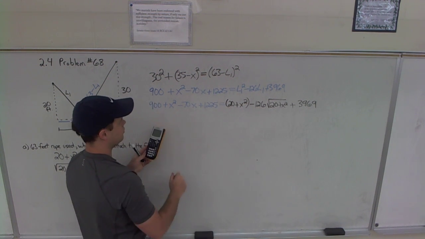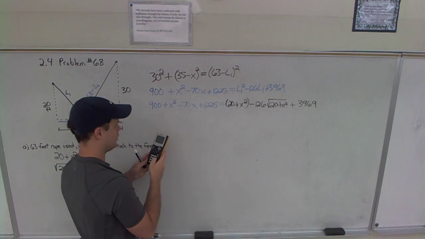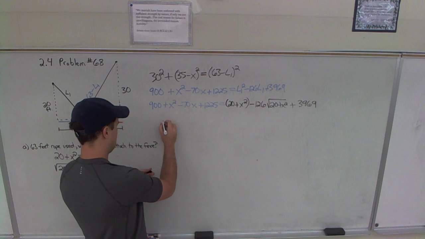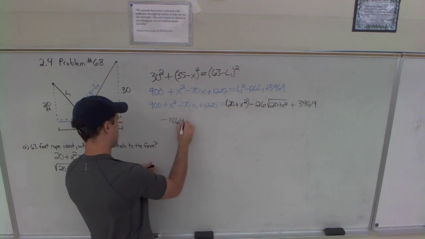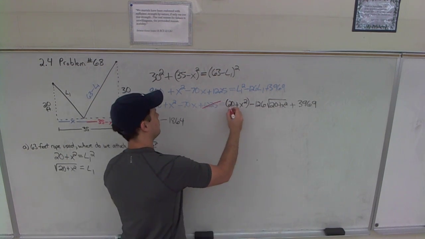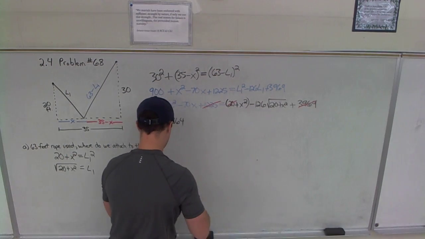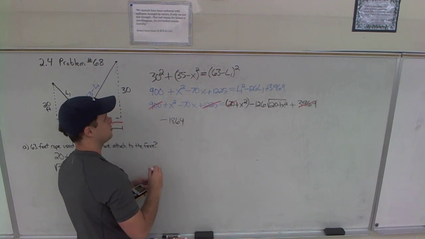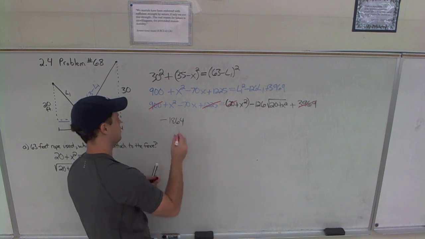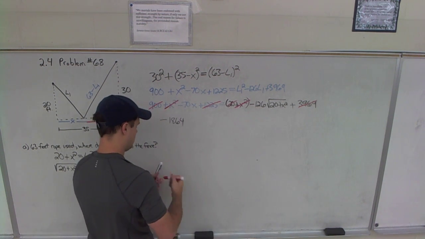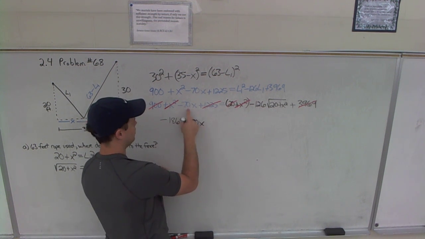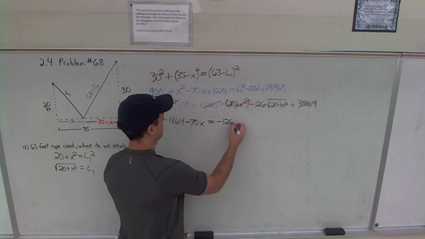So I'm moving this 20 over here. I'm going to move this number over here. So far on this side I have negative 1864. I'm going to cross out the terms I accounted for. Let's see what else. I have x squared there and x squared there. That'll cancel out. I have minus 70x left here. And I have this radical expression over here.